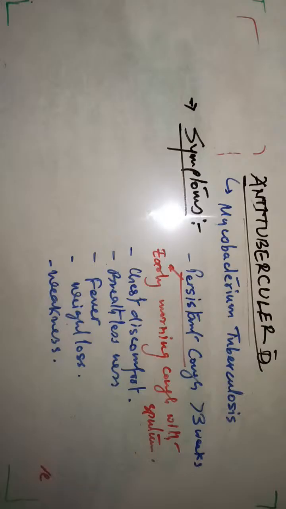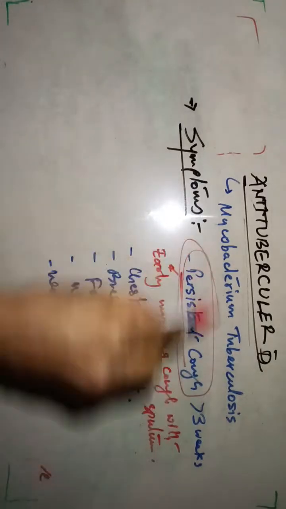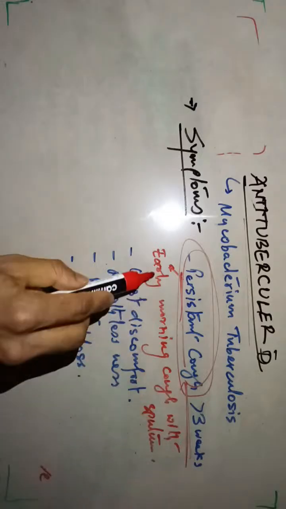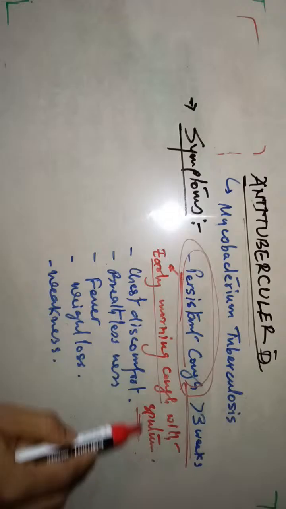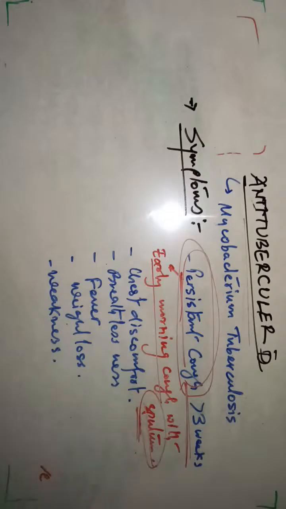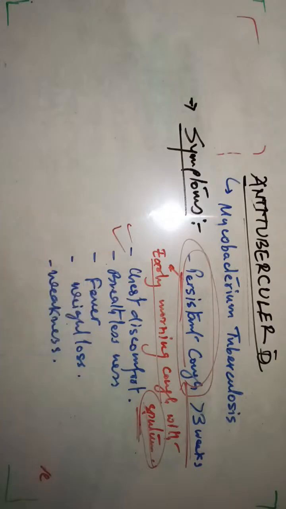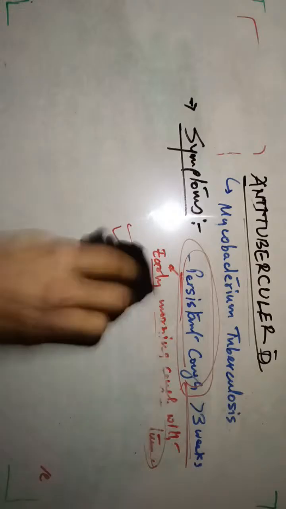So the most important symptom is persistent cough for more than 3 weeks. In that case, the early morning cough will be with sputum. And next most important is chest discomfort along with breathlessness. Fever will also be there. So these are the symptoms of tuberculosis. You have to remember that.